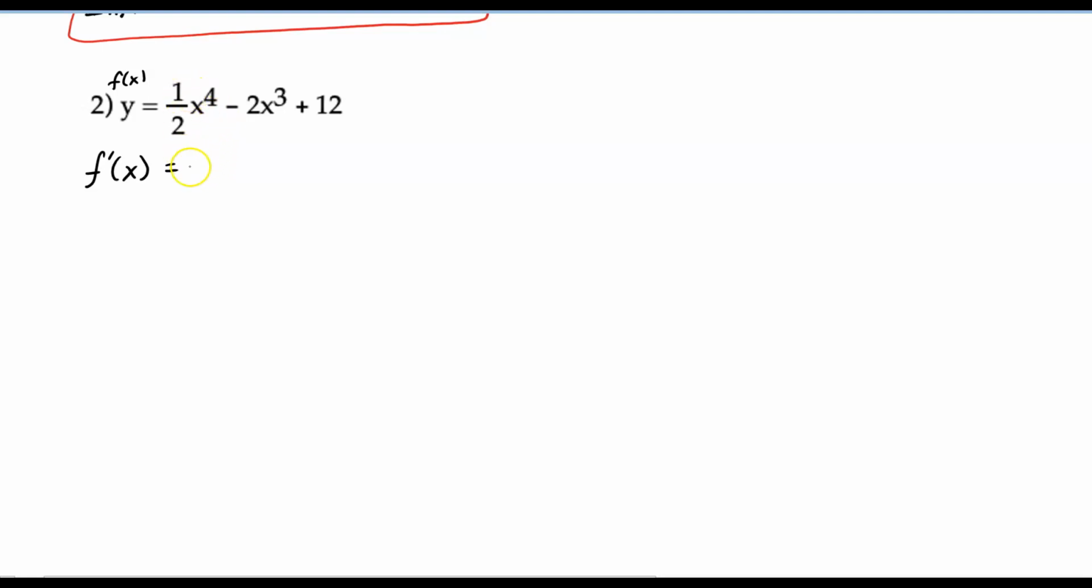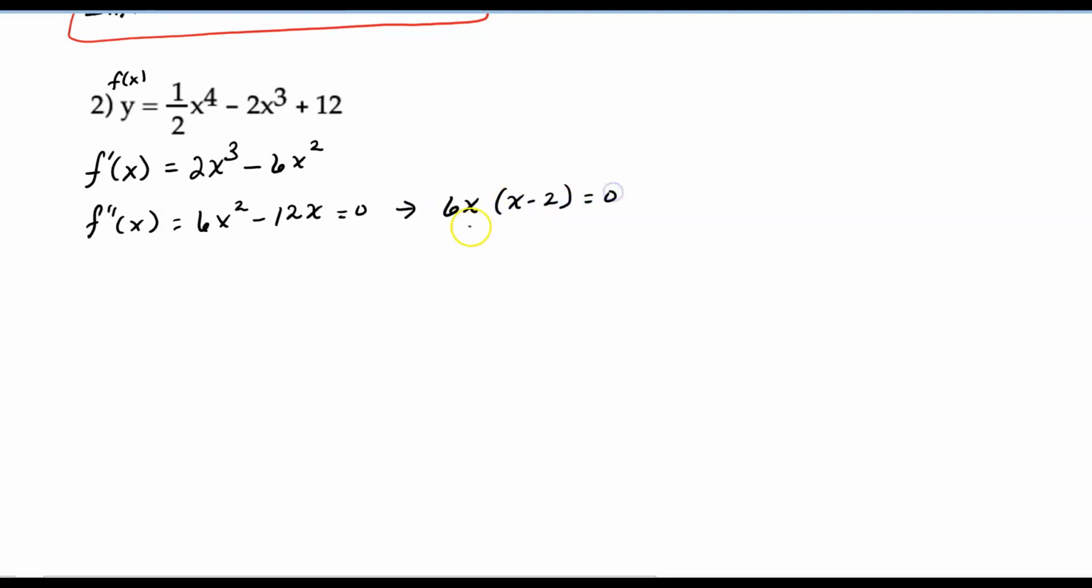So let's see, 4 times 1/2 is 2x to the third power. 3 times 2 is 6, so minus 6x squared. And the derivative of 12 is 0. And one more derivative here, the second derivative, 3 times 2 is 6x squared, minus 2 times 6 is 12x. And it looks just like that. Okay, so now we set this equal to 0, but again, we do a little bit of factoring. We can factor out the greatest common factor, and we get something that looks like this. And this is really nice factoring, because then we just say, well, x equals 0 and x equals 2.